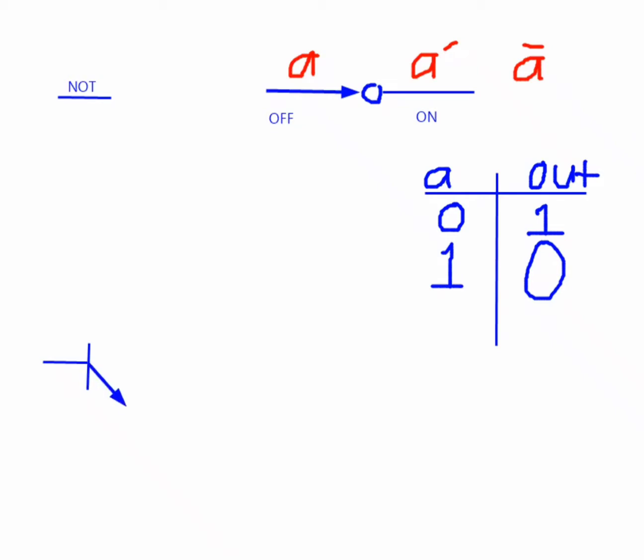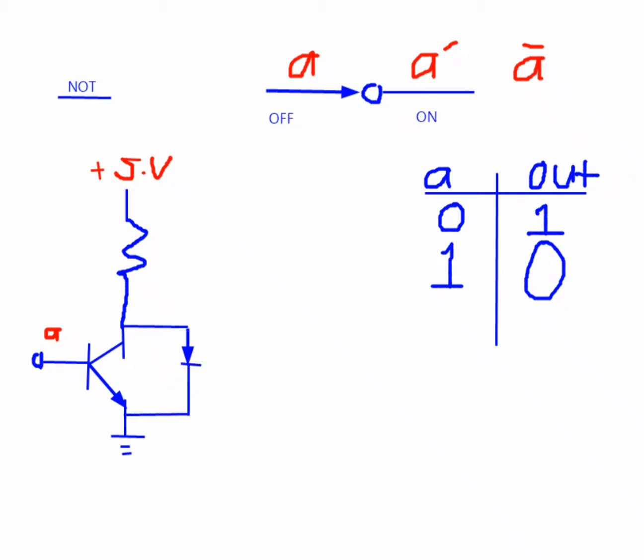Now how can we represent this using a transistor circuit? So in here we have the voltage source, and on the left we have the input, and the emitter is attached to the ground, but the LED will be connected across the collector of the transistor and the emitter. This part is the LED, and it will be the output.